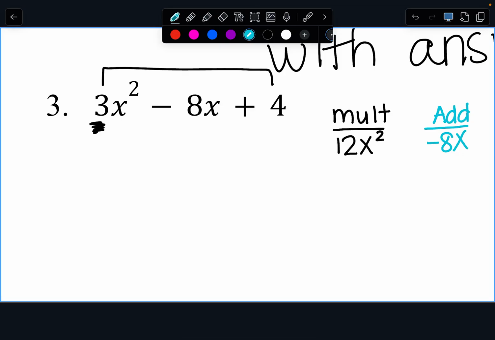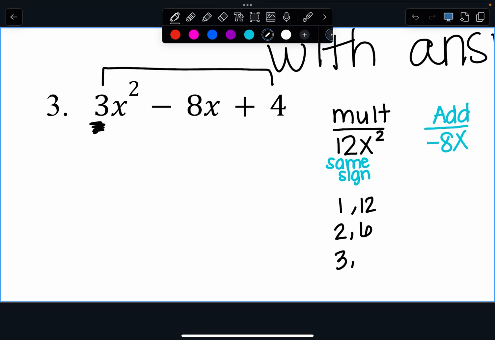Okay? The fact that this is positive means they have to be the same sign. But the only way we can add to get a negative is if they are both negative. So factors of 12: 1 and 12, 2 and 6, 3 and 4, but as we said, they are both negative. Which one is it? They add to get negative 8?